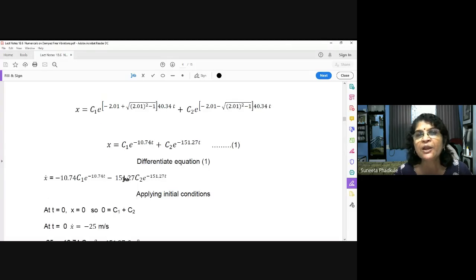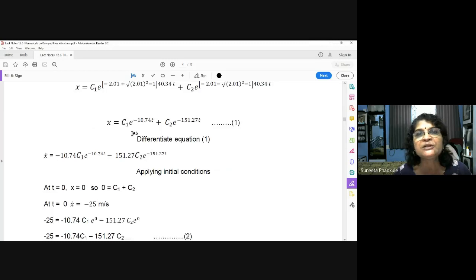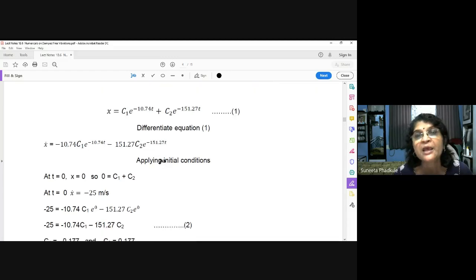Okay. Now the further part is very easy. You just have to find the values of C1 and C2. How will you find them? There are two initial conditions. As you require X dot, first differentiate this equation of X. So X dot is equal to minus 10.74 C1 e raised to minus 10.74 t, minus because this is a minus value, no? The second term is minus 151.27 C2 into e raised to minus 151.27 t.